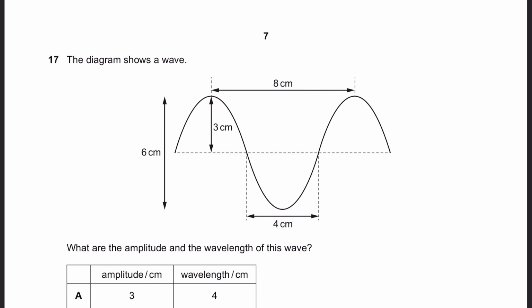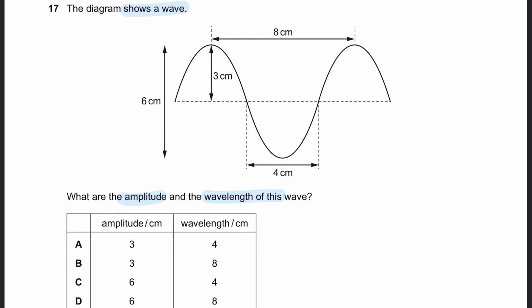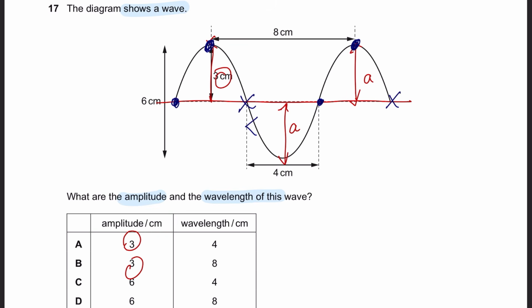Question 17. The diagram shows a wave. What are the amplitude and wavelength of this wave? Amplitude is from the middle to the most top. So there's this and these are all amplitudes. And the answer is 3 centimeters. And for wavelength, it could be from this point to this point, or this point to this point, or even from this point to this point. So the answer would be 8 centimeters. So this is B.